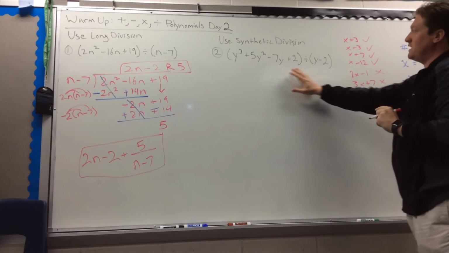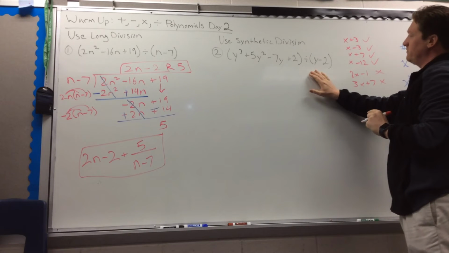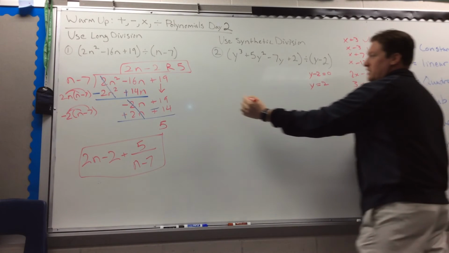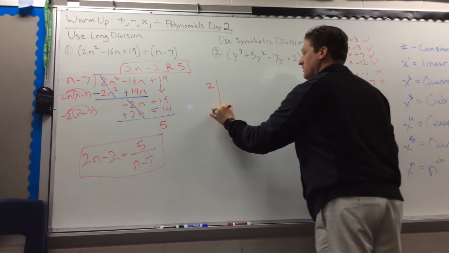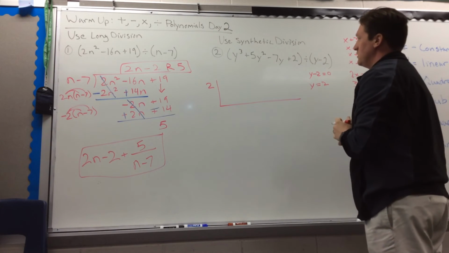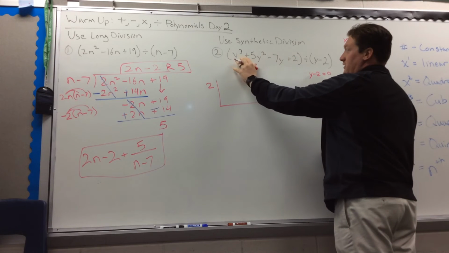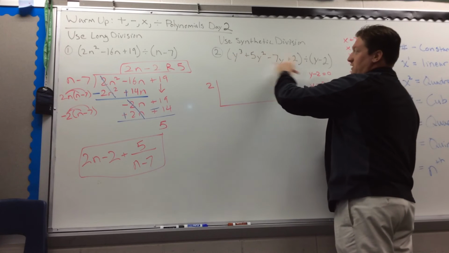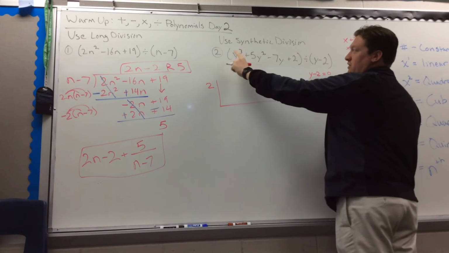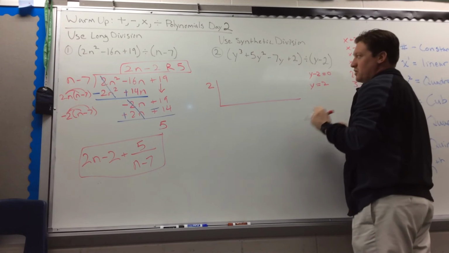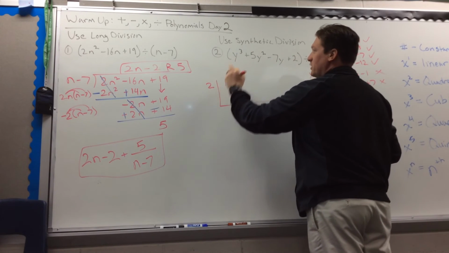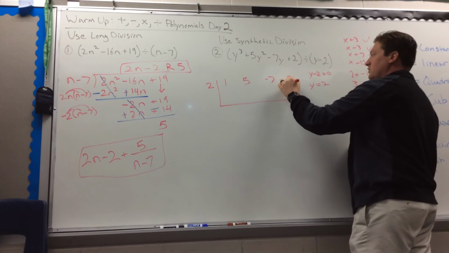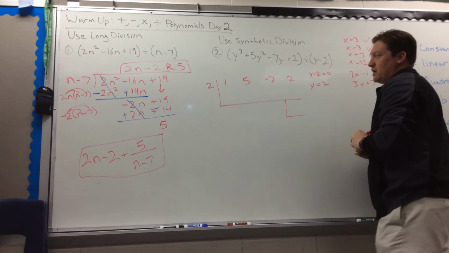So what you do with synthetic division is you take what you're dividing by and you solve it. y minus 2 equals 0 gives me y equals 2. So we're going to put a 2 on the outside, and we're going to set up our situation here. So here you take this first part, which is a cube, a squared, a first power, and a constant. There's no missing terms, so there's no placeholders. So you take the coefficient of each degree term and you write it out. Here we have a 1. Put a space. We have a 5. Put a space. We have a negative 7. Put a space. We have a 2. Whatever number is left over here becomes our remainder.